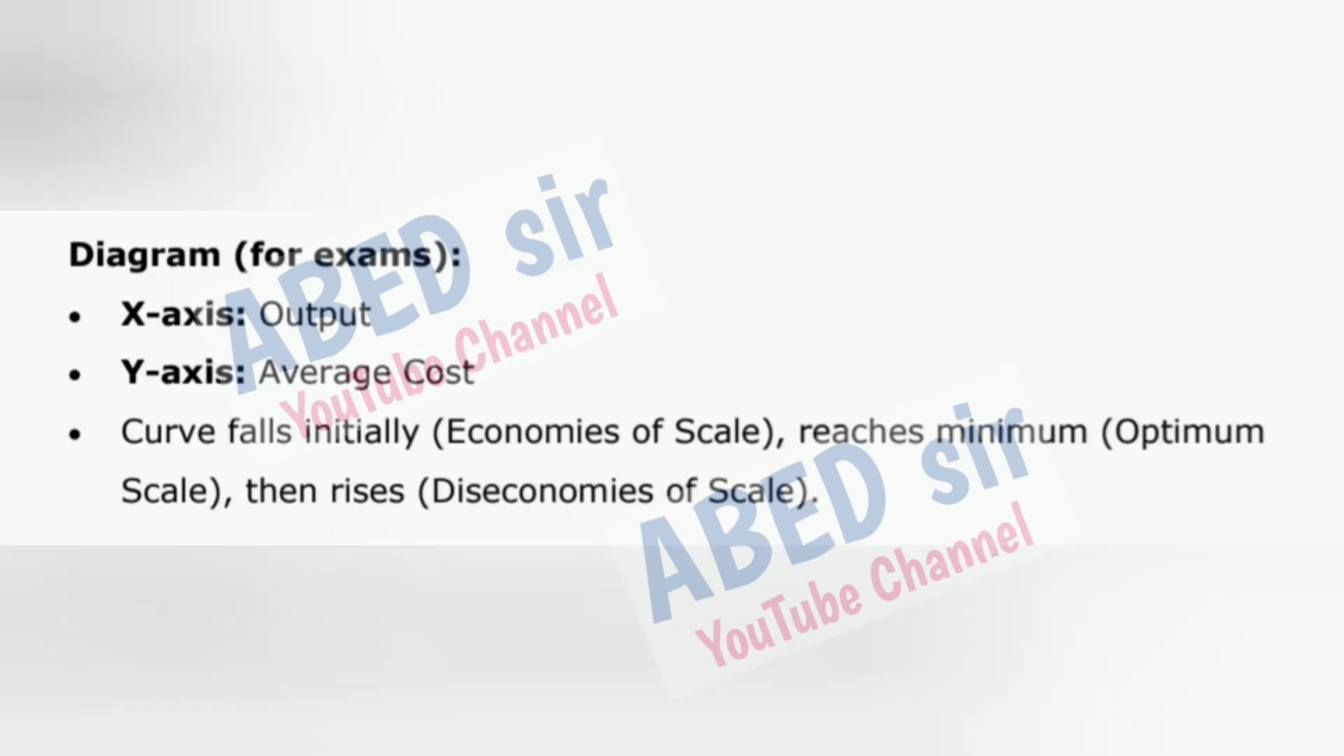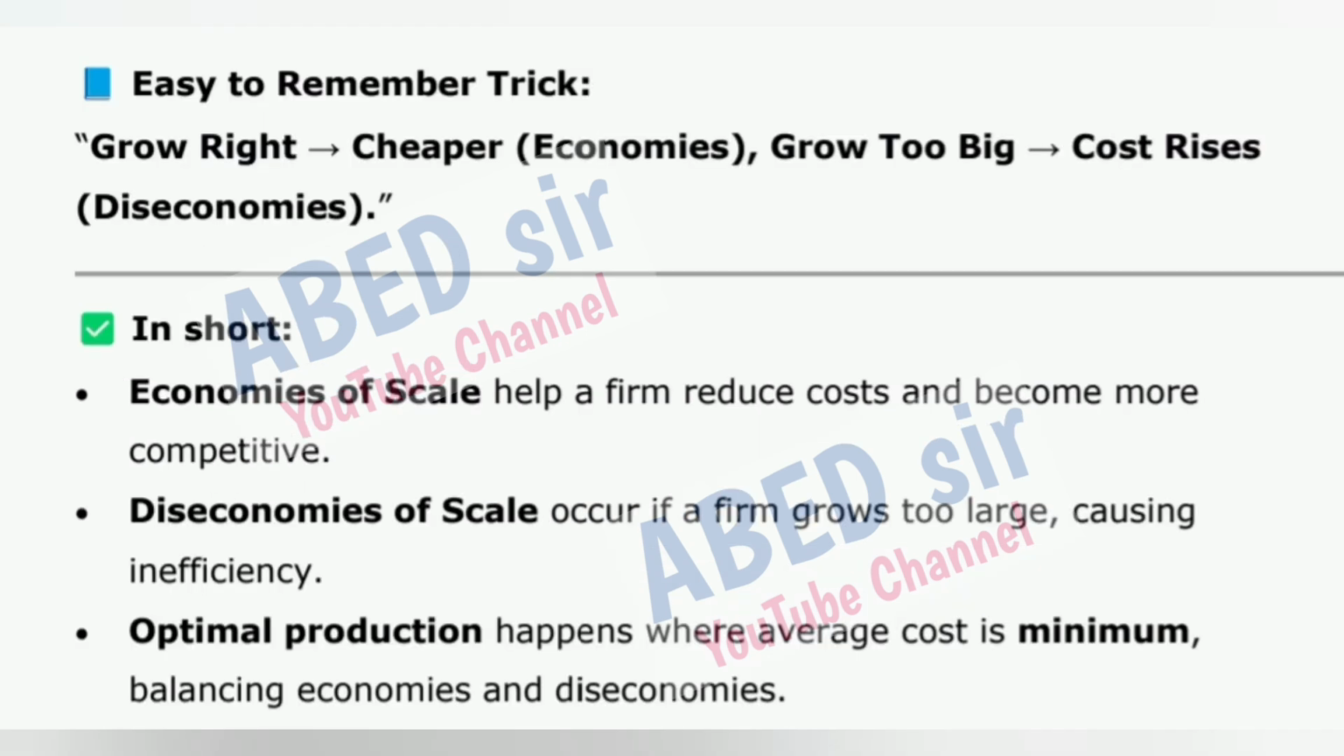Diagram for exams. X-axis output. Y-axis average cost. The curve falls initially, economies of scale, reaches a minimum, optimum scale, then rises, diseconomies of scale. Easy to remember trick: Grow right, cheaper, economies. Grow too big, cost rises, diseconomies.